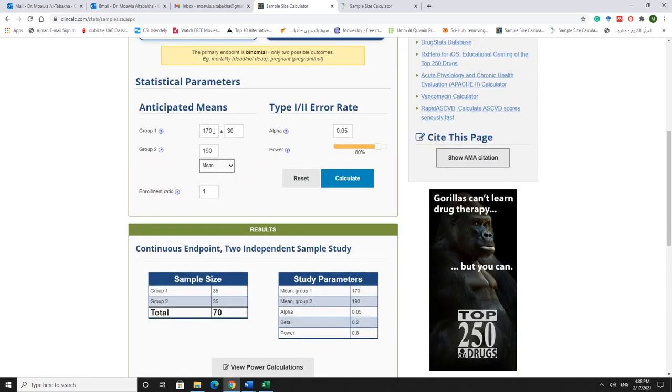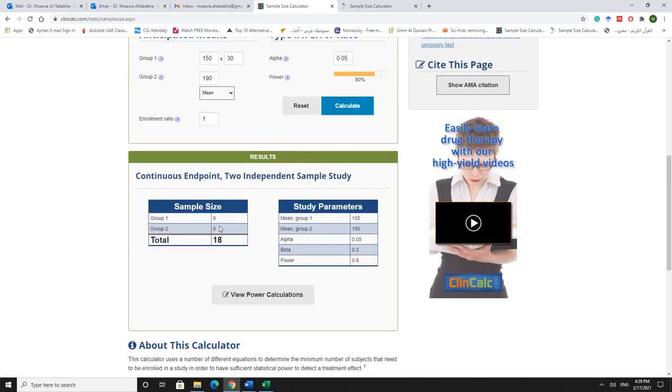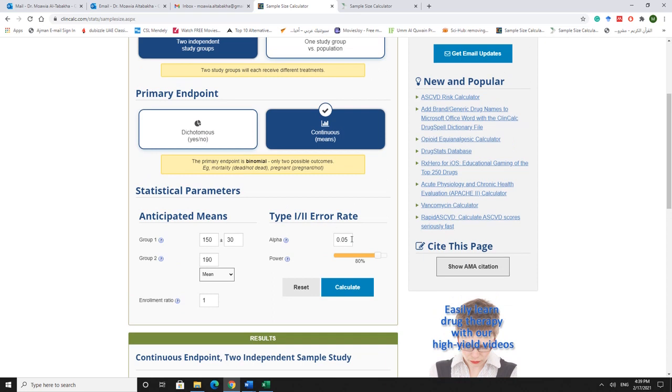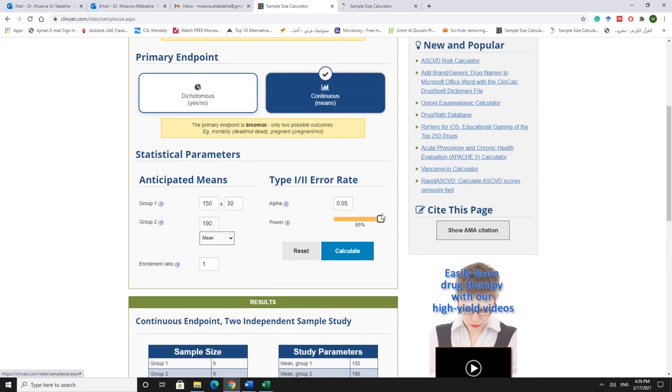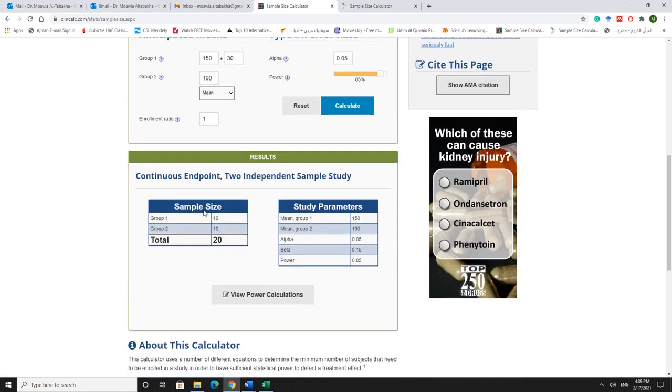Now look here, if I need this to be maximum 150, meaning there is a big difference that must be detected, what will happen to the sample size? It will be reduced. Look now, I have 9 and 9. Now, if I want to increase the power of the study, what happens to the sample size? It will increase. See now 85. It was 9 and 9, see now 10 and 10. So these things you need to know.